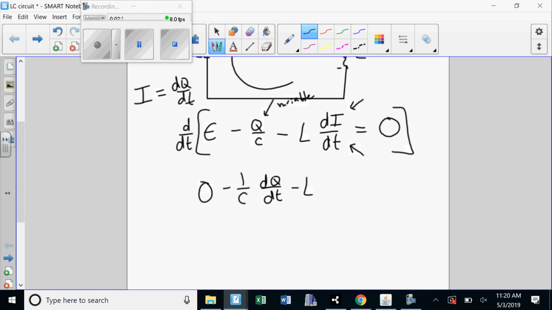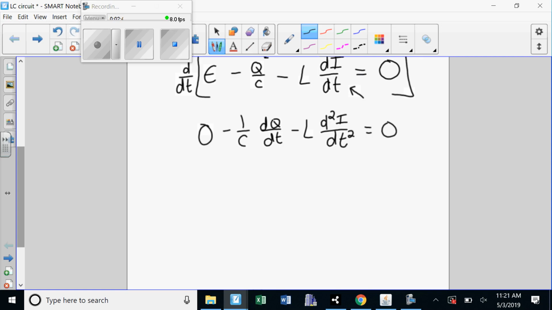And then what happens when I take the derivative of current? I get the second derivative with respect to time, and all of that is equal to 0. Great. So I'm ready to solve for one of the derivatives. But I have two derivatives up there. So what I need to do to match the small factor to the variable is rewrite dq/dt as I, the current. And now one of my small factors matches the variable I.